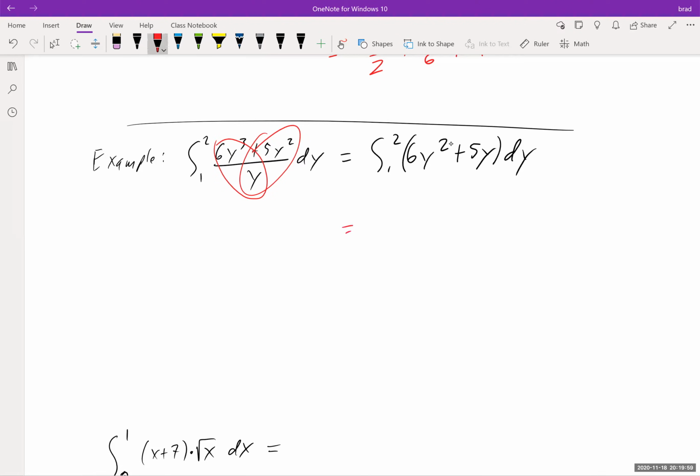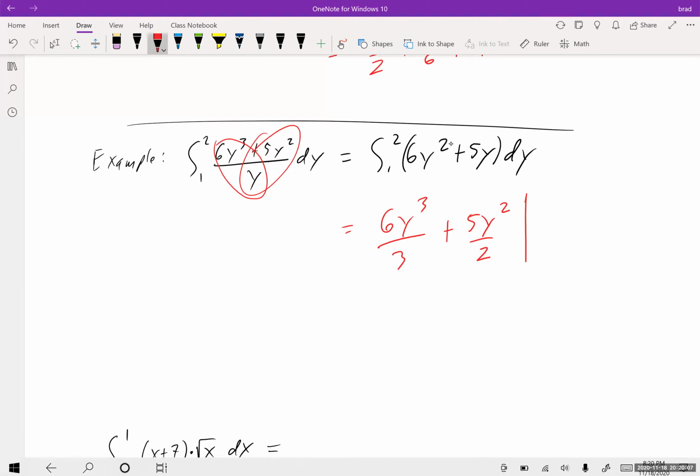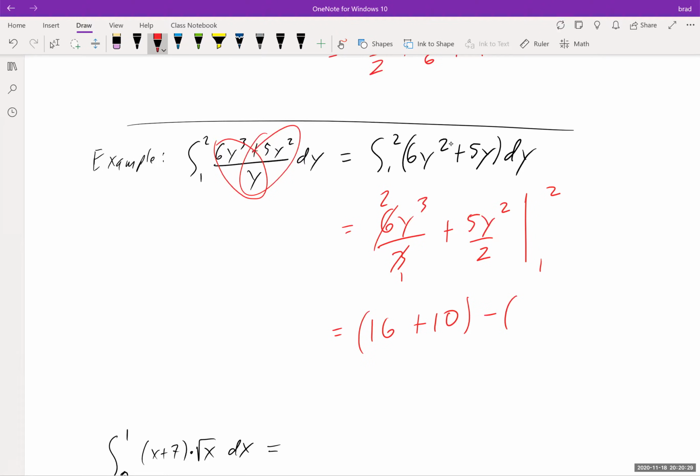So now this is going to be 6y cubed over 3 plus 5y squared over 2. I'm just doing the antiderivative from 1 to 2. So once again, F of b minus F of a. So this would be what? 2 over 1. So this would be what? 2 times 2 cubed. So this would be what? 16. And that would be what? 10, minus this would be 2 plus 5 halves.